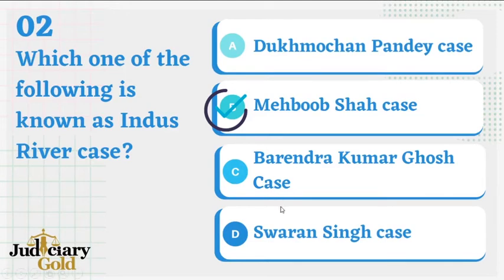Moving on, in the chat comments, I would like you to tell me what the other three cases are. That is Dukhmochan Pandey case, Barendra Kumar Ghosh case, and Swarn Singh case.